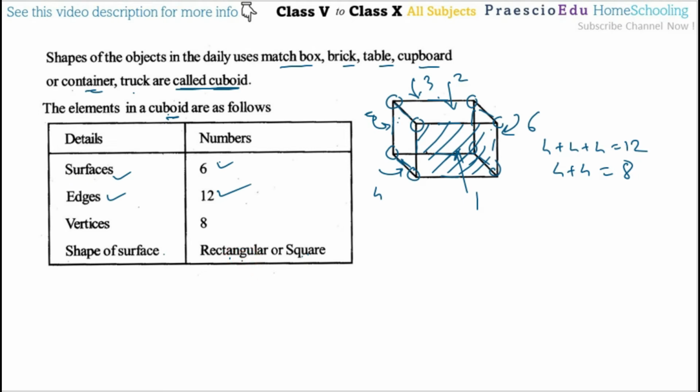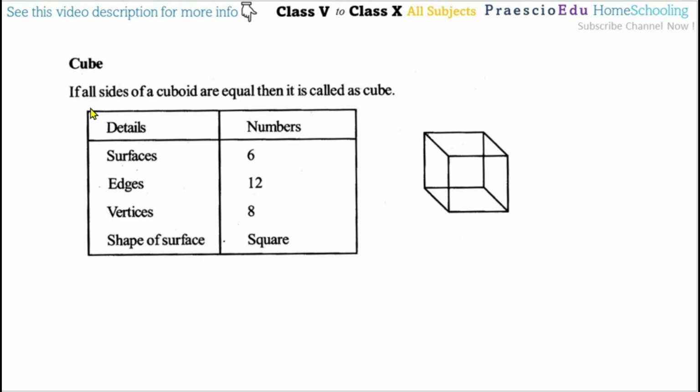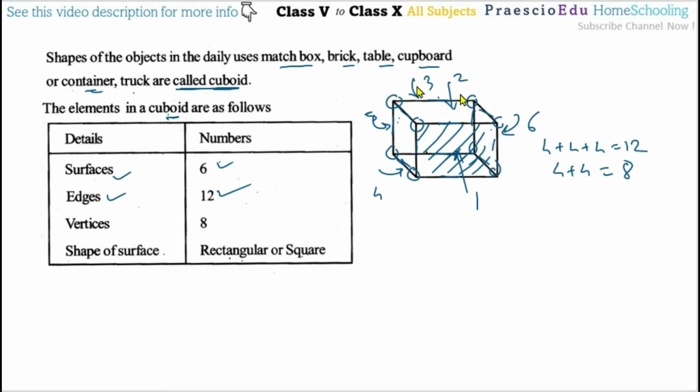Now, what are the cube's elements? In a cuboid we have already seen. Now this is the cube, with all sides equal. It is called a cube when all the surfaces are squares, not rectangular. Out of the 6 surfaces, as we counted in the last cuboid, there are a total of 6 faces.